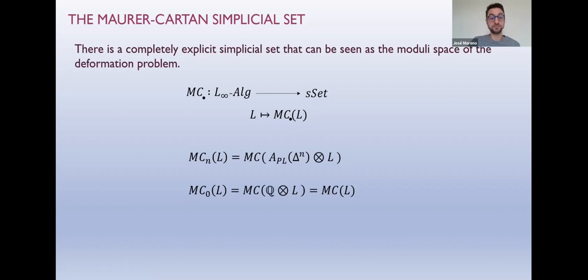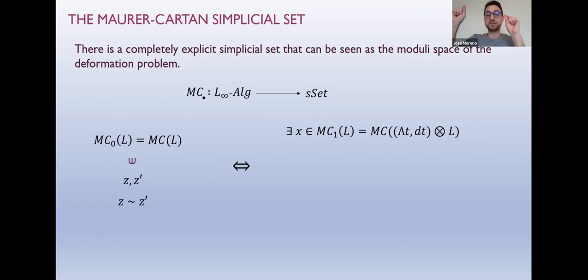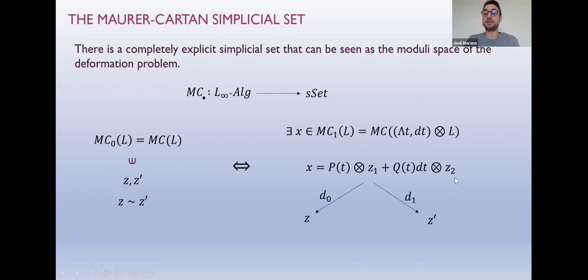Now, two Maurer-Cartan elements in L will be equivalent if and only if this gauge relation exists, if and only if the structures that z and z prime define are equivalent. In the simplicial world, there is a very nice algebraic way of writing that down. Two Maurer-Cartan elements will be equivalent if and only if you can find a one-simplex that has as faces z and z prime. That means that you can find a degree one element in this algebra, with an explicit form, such that when you apply the simplicial structure of this Maurer-Cartan simplicial set, you recover one structure and the other one. And this is the starting point of the Maurer-Cartan simplicial sets for studying deformation theory.